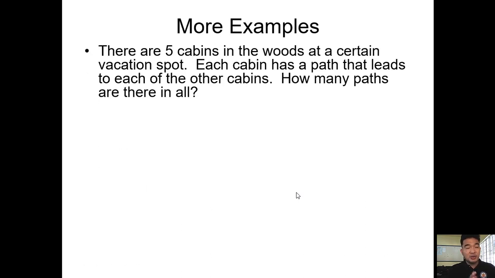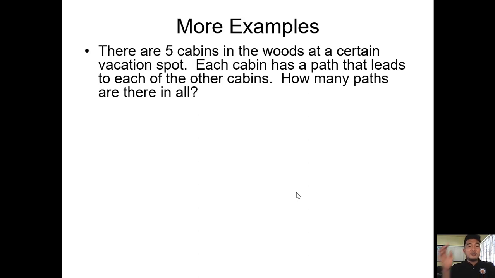Here are more examples, ayan, para matulungan kayo na makapagsagot dun sa inyong activity. But if you wanna try, you just pause the video and try solving the problem on your own. And then, if you wanna know the answer already, just continue playing the video. Okay, let us read. There are 5 cabins in the woods at a certain vacation spot. Each cabin has a path that leads to each of the other cabins. How many paths are there in all?